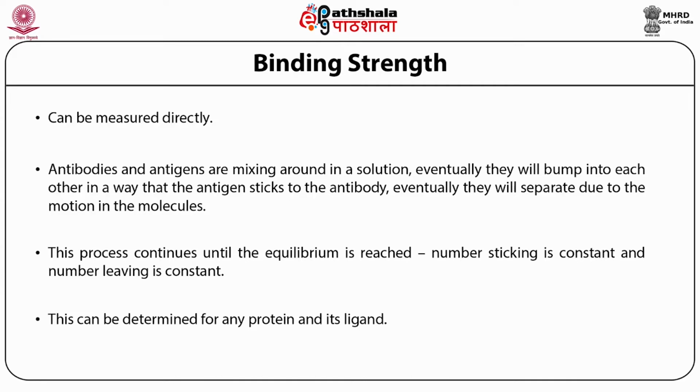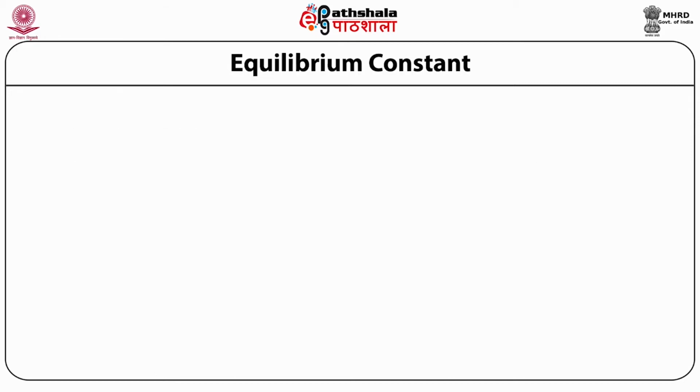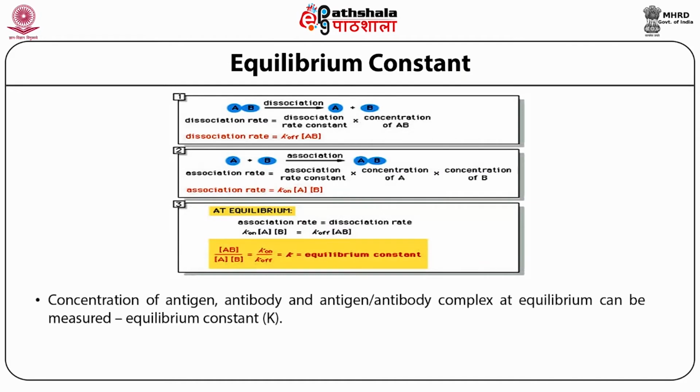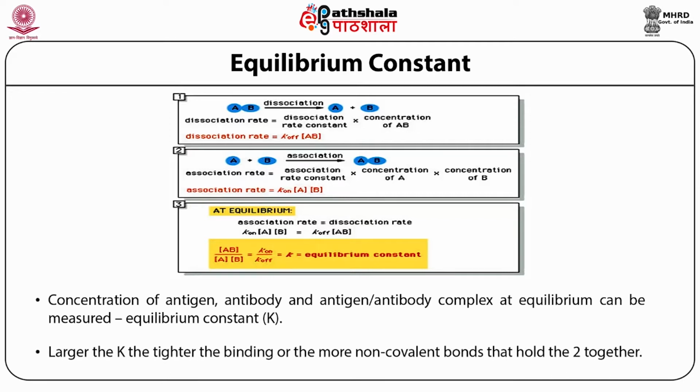So this is a kind of antigen-antibody interaction. The protein molecule acts as the antibody, whereas the virus or bacteria is the antigen. It will come and interact. The activity of the virus and bacteria can be inactivated due to the presence of antibodies. Equilibrium constant. The concentrations of antigen, antibody, and the antigen-antibody complex at equilibrium can be measured. The larger the equilibrium constant K, the tighter the binding, or the more non-covalent bonds hold them together.